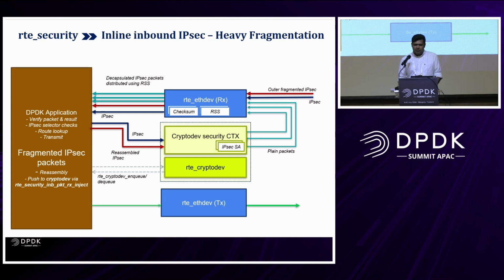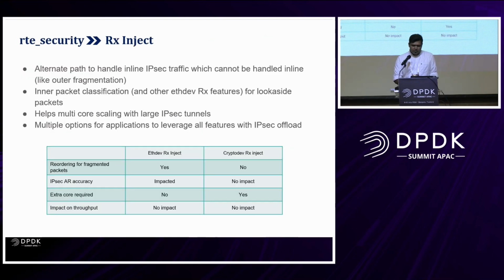As shown in the figure, after IPsec processing is done, the plain packets will again get pushed back to RTE Ethdev RX. What this means is, for Cryptodev submitted packets also, you get the inner checksum, inner packet parsing, and reassembly. All the features that are available as RTE Ethdev offloads will be available for the inner packet. So in a nutshell, for Ethdev, the API adds fallback handling.